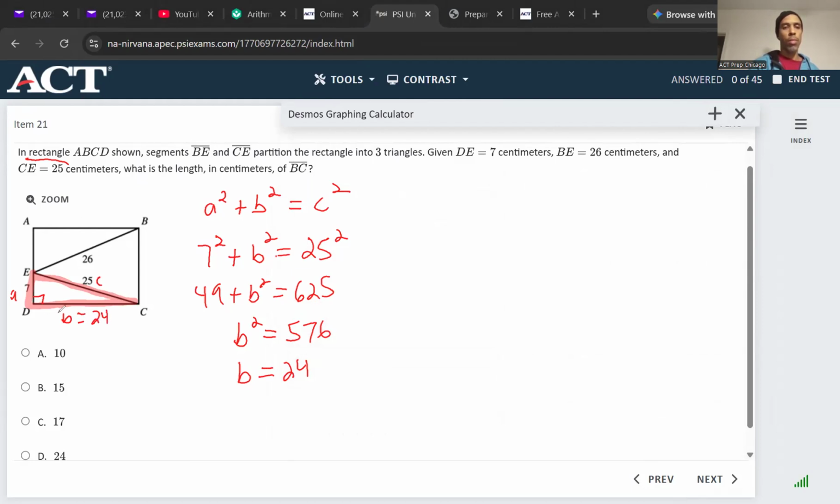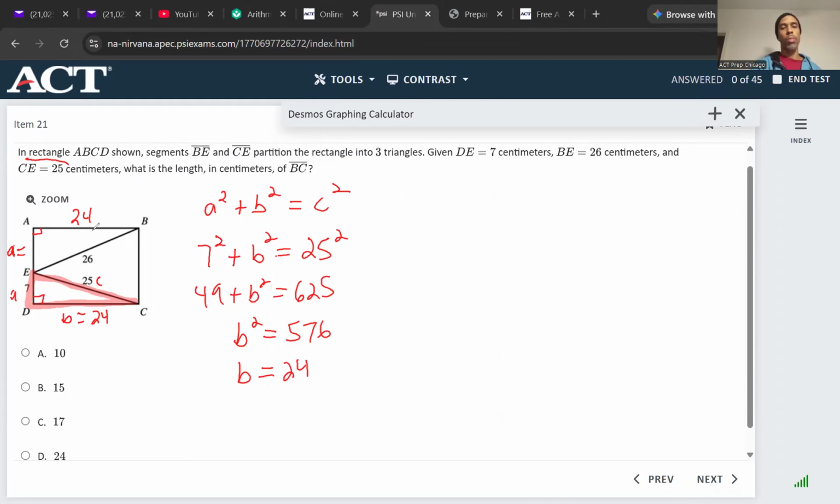So from D to C is 24. We know that A to B is also 24, right? Okay, and then we could do the same thing with this right triangle, which is triangle EAB. So we would get what? We could get this side, which we call our A for this one, right?